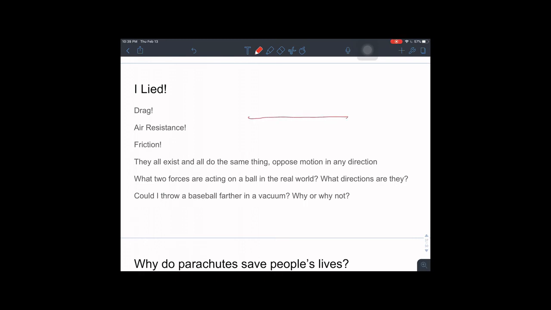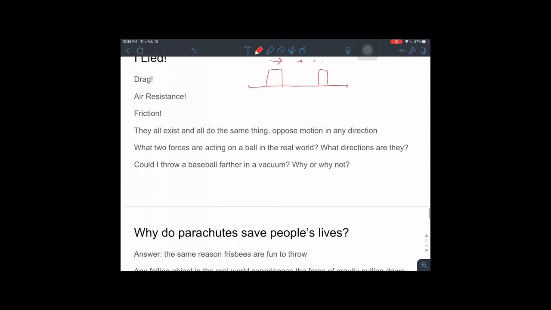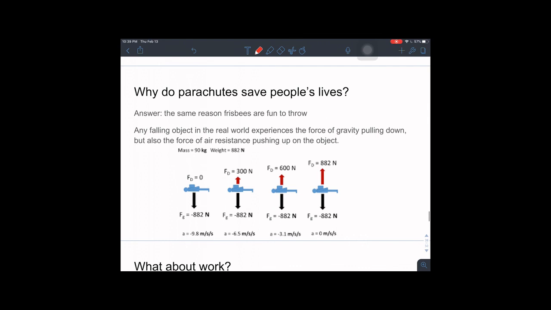Any motion, picture a box on a table moving in this direction, will eventually slow down to a stop, which means some force had to be acting opposite its plane of motion. This force is friction. Friction in the air is air resistance, or drag, as this object has to move air particles out of the way as it carries on its motion. This is the reason parachutes are able to save people's lives.